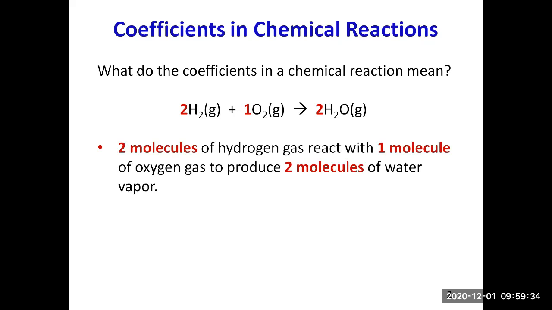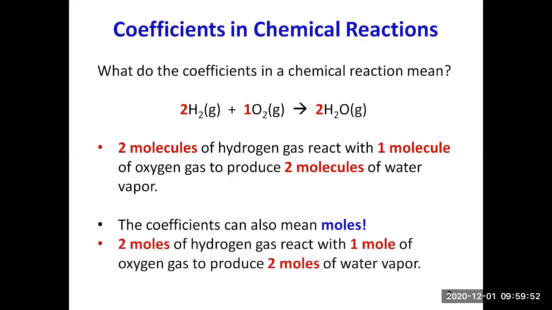But because we don't usually deal with molecules, since it's impossible to deal with just a few molecules, instead we are talking in moles. So we multiply the number of molecules by the Avogadro number, and then it becomes 2 moles of hydrogen gas react with 1 mole of oxygen gas to produce 2 moles of water vapor. So that's how you want to read those coefficients.